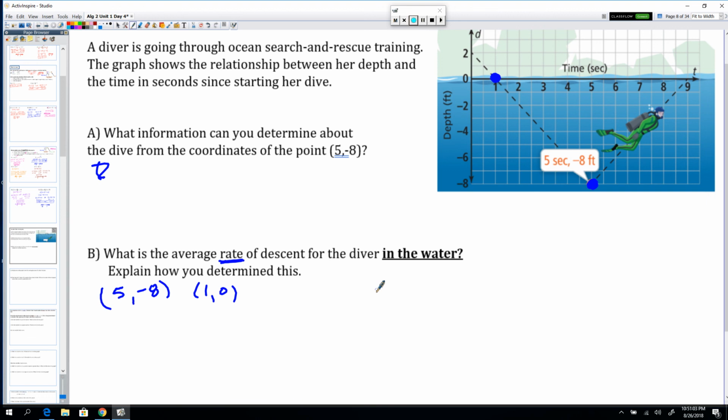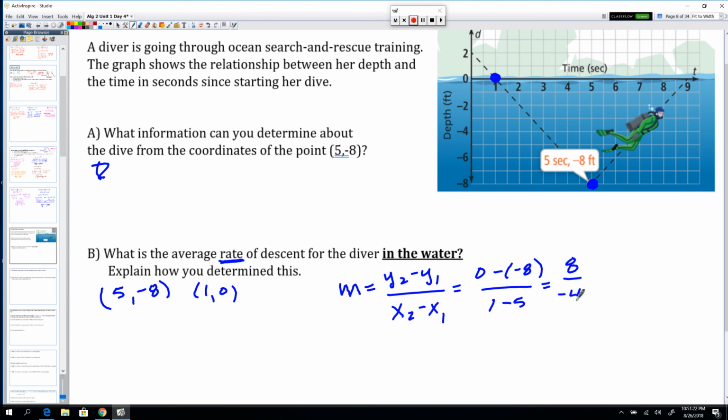Absolutely. We have formulas for this, right? We have the slope m equals (y2 minus y1) over (x2 minus x1). Hopefully this is ringing some bells from Algebra 1. So for us that means 0 minus -8 divided by 1 minus 5. That's 8 divided by -4. That's -2. That basically is saying my rate of descent, negative being descent going down, is 2 feet per second. That diver is going 2 feet per second.